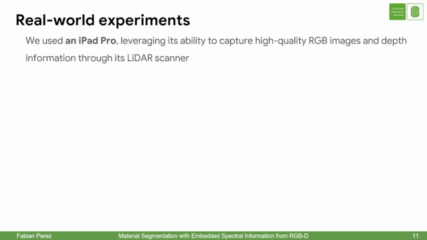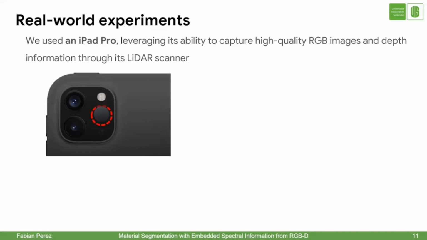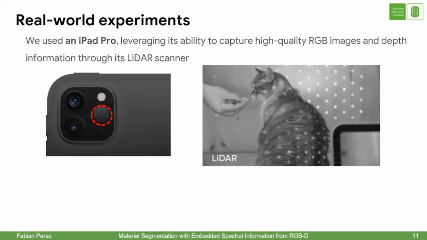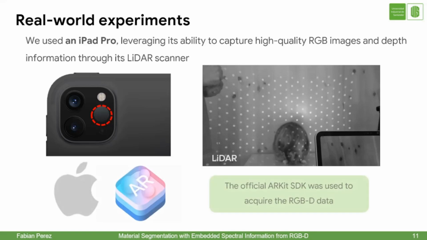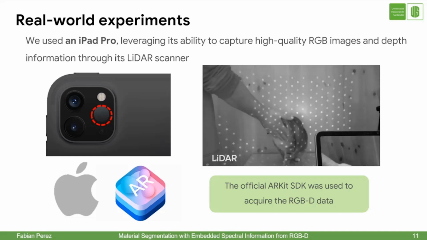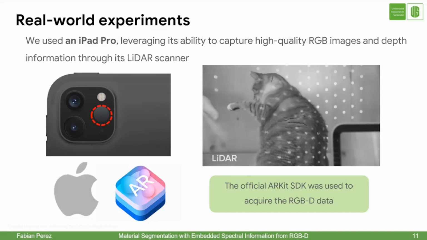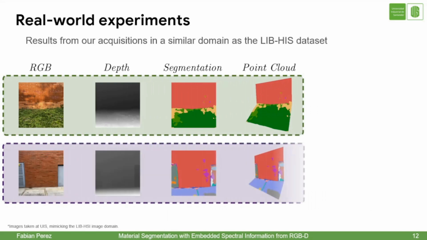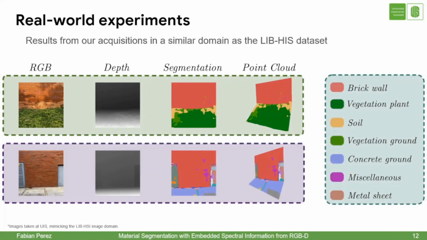For our real-world experiments, we used an iPad Pro, taking advantage of its capability to capture high-quality RGB images and depth information through its LiDAR scanner. Also, we used the Apple ARKit SDK to efficiently acquire the necessary RGB-D data. These images were taken by us in real-world conditions, without any labels. Here we present the qualitative results. As we can see, the model successfully generalizes and accurately segments different materials.